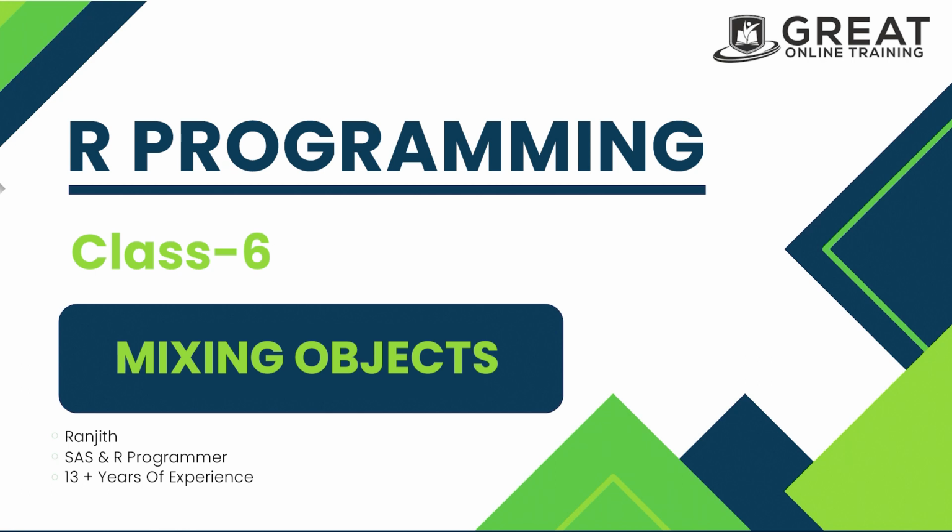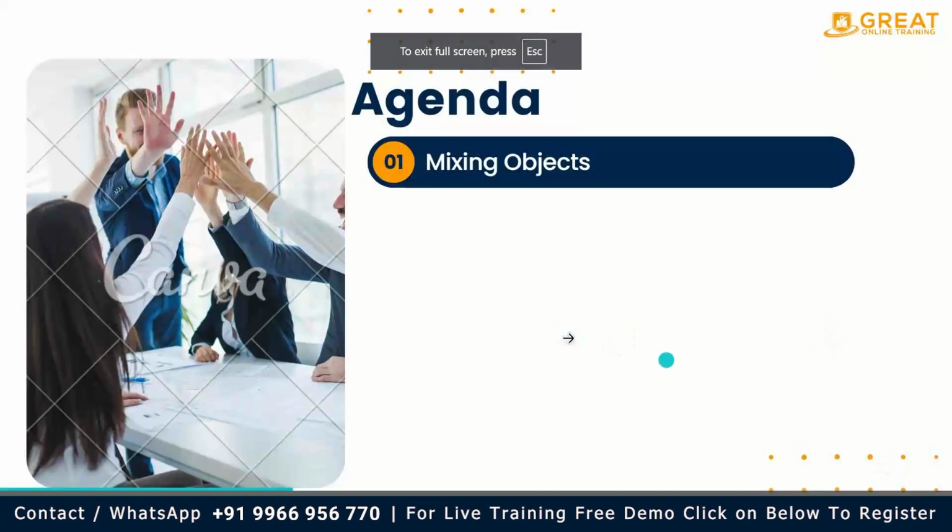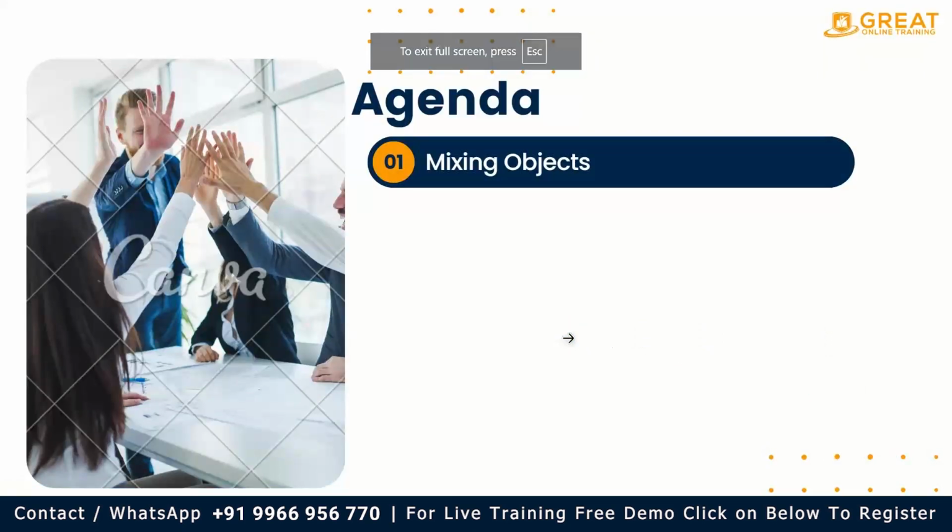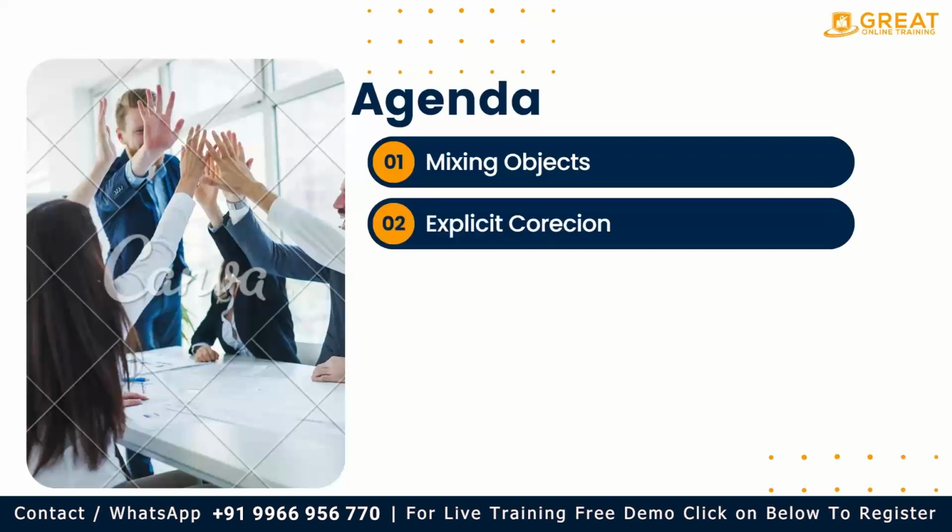So today I'll cover some new topics. Here we have the agenda. The mixing of objects. That means combining two or more objects of different data types, and how R accommodates that. And then we'll move to explicit coercion, where we'll use functions, for example the print function or as.numeric, as.character, to convert from numeric data to character data.